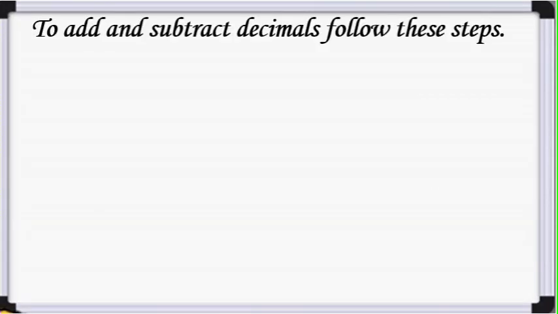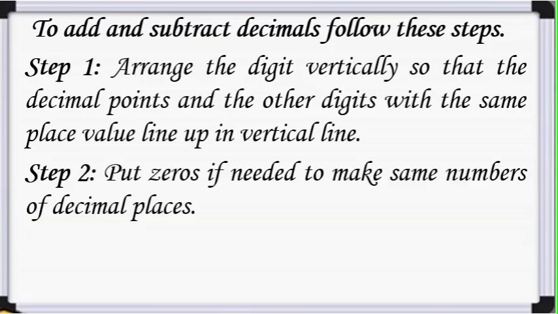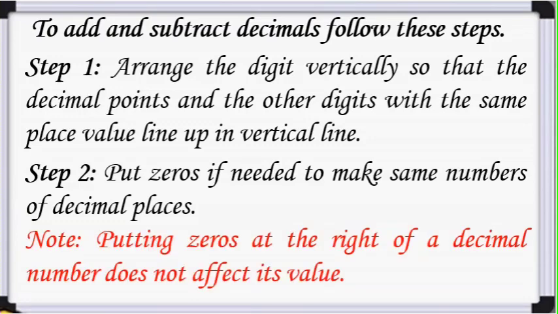Before solving the problem, let us know first the steps to follow in adding and subtracting decimal numbers. Step 1. Arrange the digits vertically so that the decimal points and the other digits with the same place value line up in a vertical line. Step 2. Put zeros, if needed, to make the same number of decimal places. Note, putting zeros at the right of a decimal number does not affect its value.